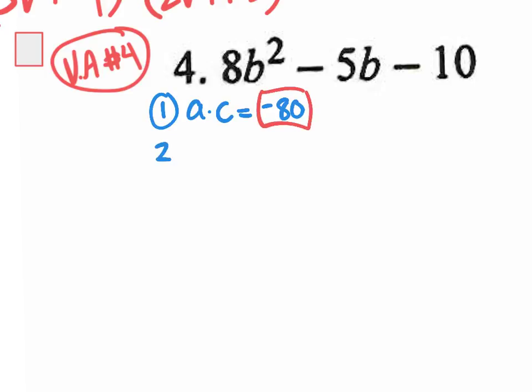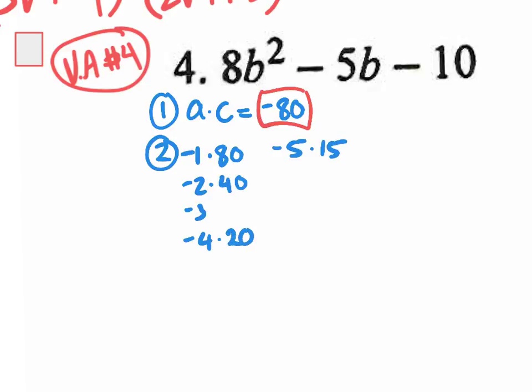Step 2 is to make a list of the multiples of negative 80 that combine together to give you negative 5. I'm going to go for it here. Negative 1 times 80. Negative 2 times 40. Negative 3 is not going to work. Negative 4 times 20. Negative 5 times 15. Negative 6 times 6 doesn't work. 7 doesn't work. Negative 8 times 10 is also negative 80. Those are all the possible multiplication problems that give us a negative 80.